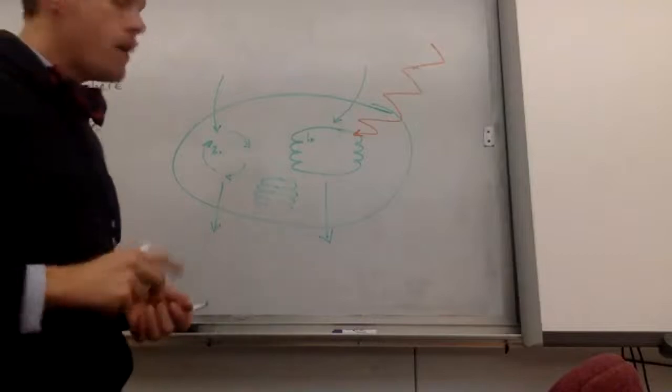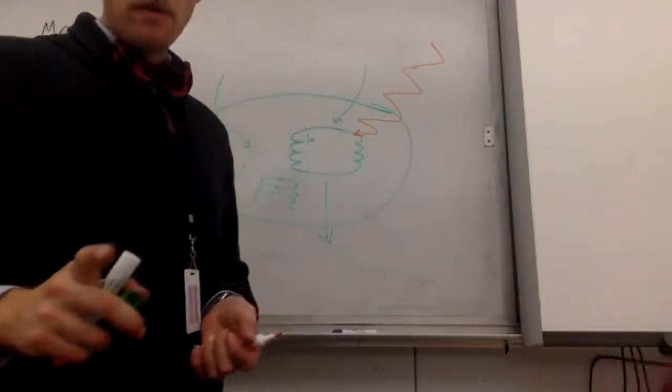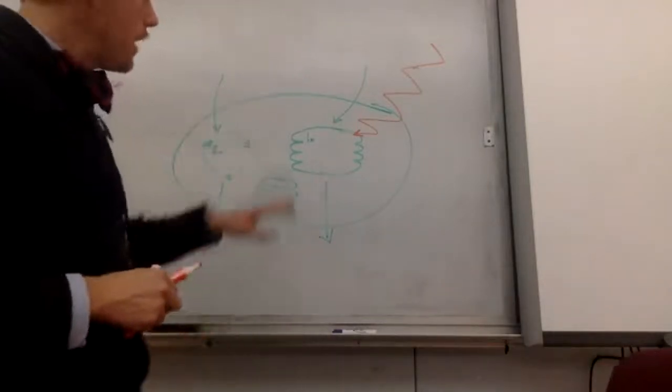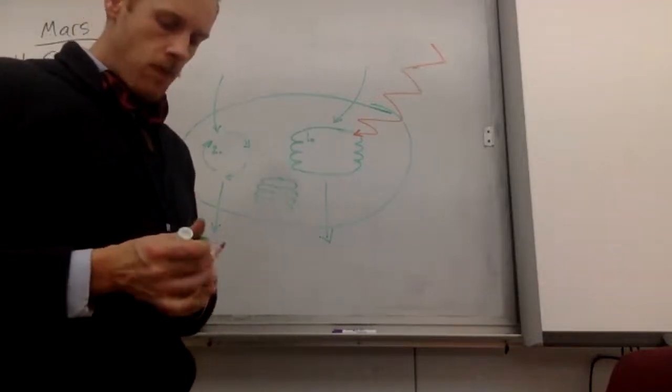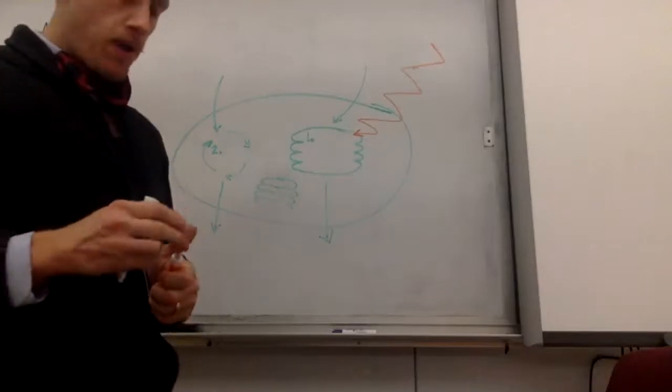Okay. So here's the hint for you guys. Any arrow that is going into the chloroplast, does that represent a reactant or a product?